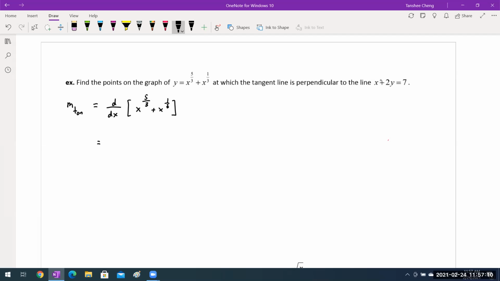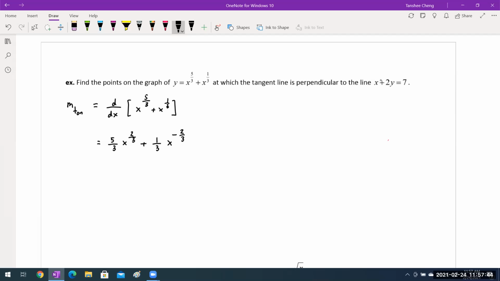So when I take the derivative, this would become 5 over 3 and then subtract 1. So there will be 2 over 3. And plus 1/3 and then subtract 1 will be negative 2 over 3. So we got this general formula for the slope of the tangent line. And what we are interested in is what? The slope of the tangent line that is perpendicular to this line. So we know that one is perpendicular, that's negative reciprocal slope.